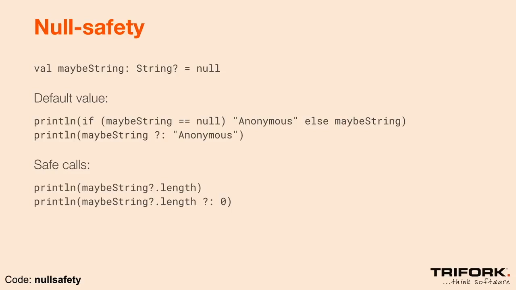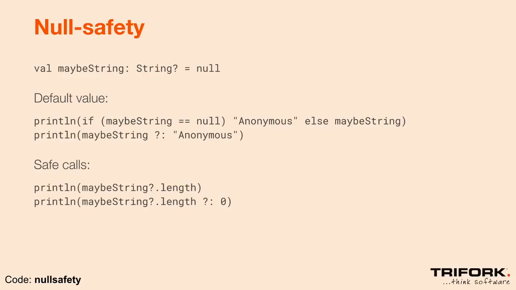And then we have a way to say, well, let's get a default value. So here what you also see is that an if statement actually returns a value. So you can use that as an inline thing, as a replacement for the ternary operator.